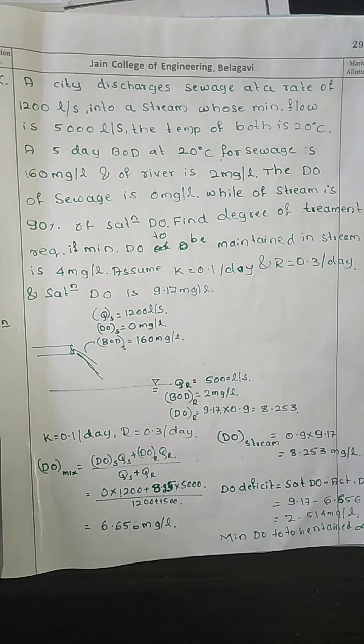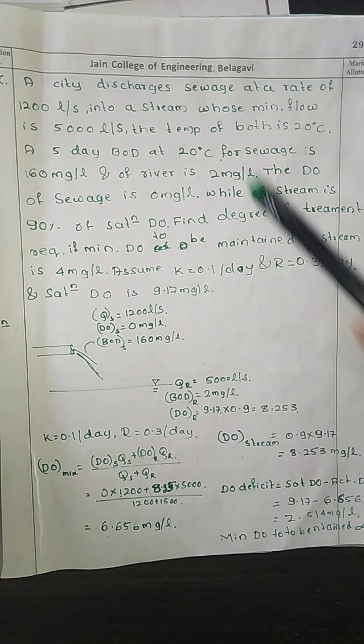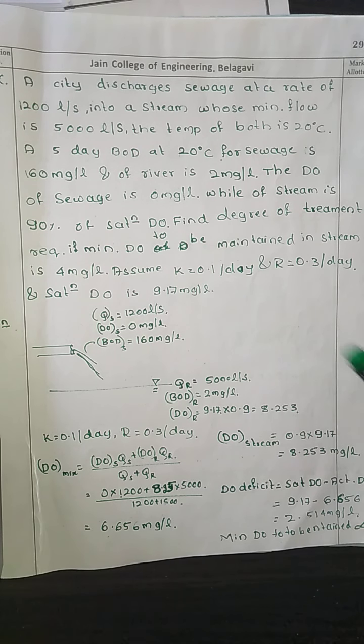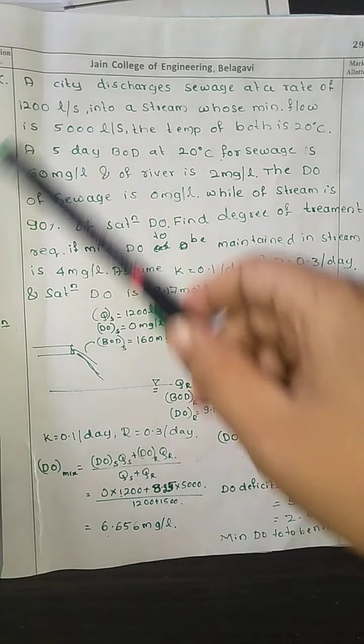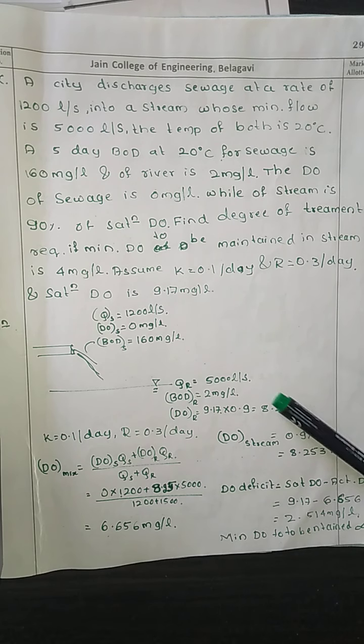Now this problem is quite a big problem, quite a large one. A city discharges sewage at a rate of 1200 liters per second into a stream whose minimum flow is 5000 liters per second. The temperature of both is 20 degrees Celsius. That means the sewage of 1200 liters is going to enter into 5000 liters per second of river water where the temperature is 20 degrees Celsius.